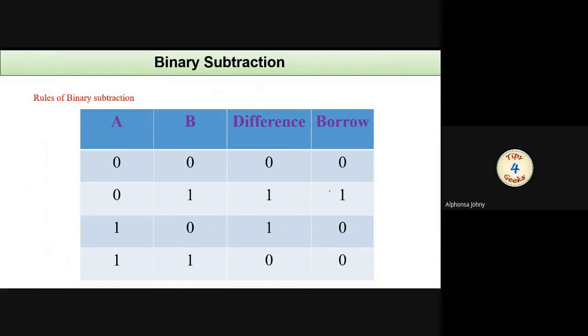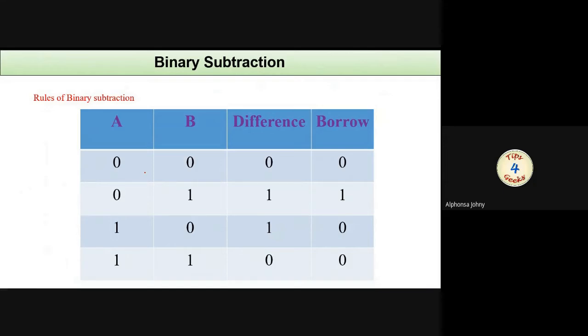The answer is 1. And to indicate there is a borrow coming from the higher order bit, under the borrow column, we are writing it as 1. So 0 minus 1, the difference is 1 with a borrow 1. This rule is somewhat confusing when we are performing the binary subtraction operation. We have to do it carefully. Next is 1 minus 0. So we can simply do it. Since 0 is less than 1, 1 minus 0, the answer is 1 and there is no need for taking any borrow. Then 1 minus 1, the answer is 0 or the difference is 0 and there is no need for any borrow. So this table summarizes the basic rules related to binary subtraction.